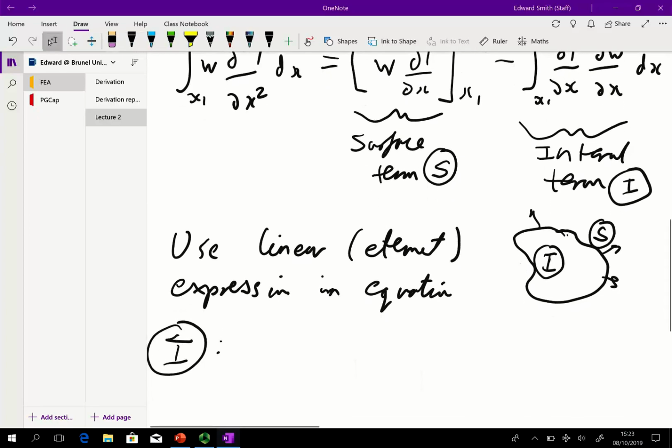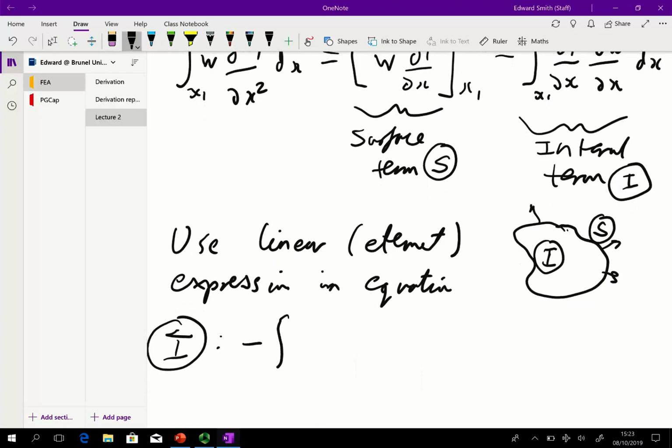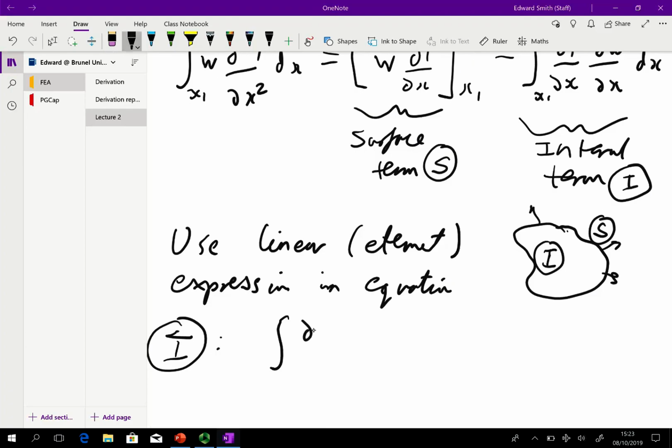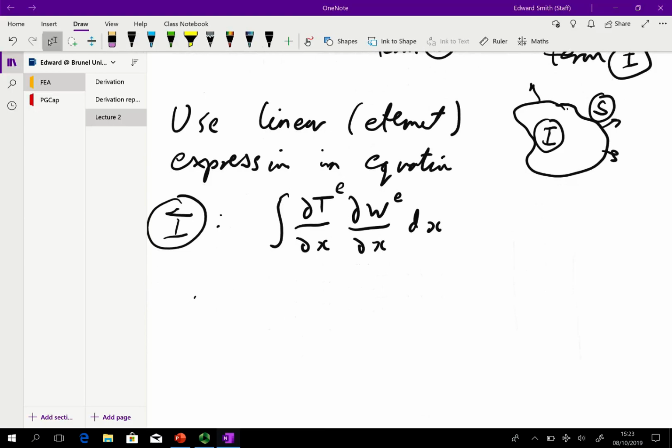So the internal term, you can see, leaving the minus sign out for now, is of the form dT/dx, dW/dx, dx. So what we're going to use is our element expressions for these two. Now we've already seen that T for an element is equal to N1 T1 plus N2 T2. So this is just our equation for a straight line that we've derived a few times. We do exactly the same trick for W.